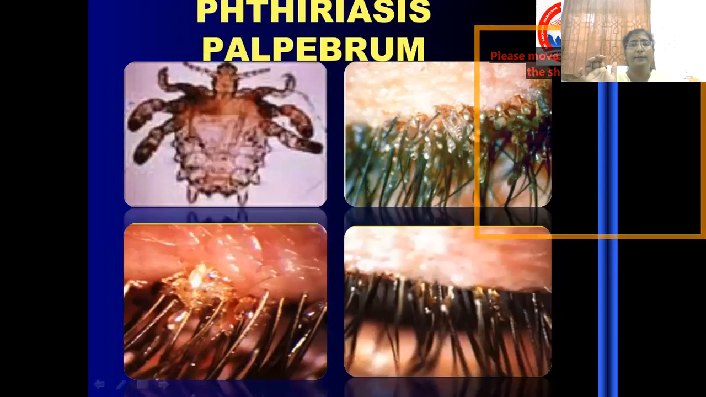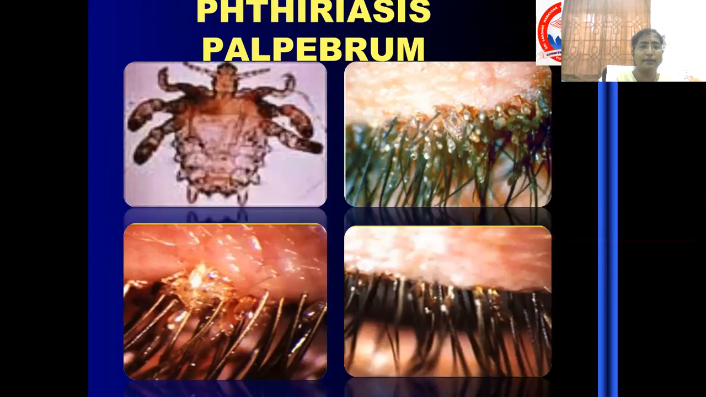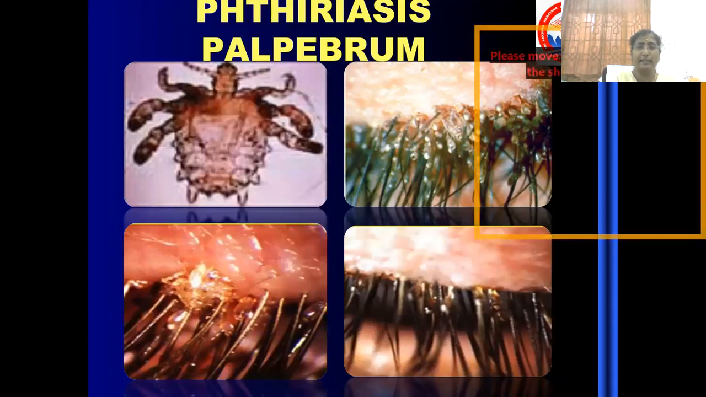Next is phthiriasis palpebrarum. This is the insect, the louse, which sits on your eyelid margins, and it causes itchiness and irritation.